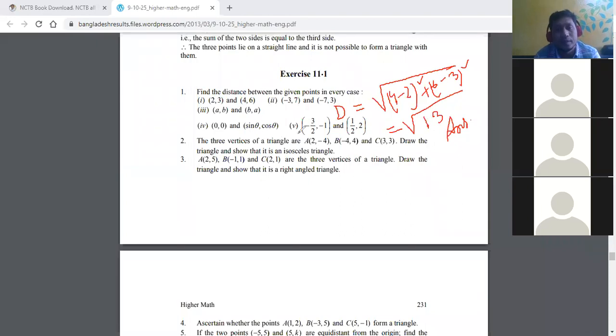Very easy. Now you are requested to find the distance between 0, 0 and sin theta, cos theta. Let's solve this one. What is the distance between 0, 0 and sin theta, cos theta? The answer is 1. Root over sin theta minus 0 whole square plus cos theta minus 0 whole square, that is root over sin square theta plus cos square theta, root over 1, that is 1.